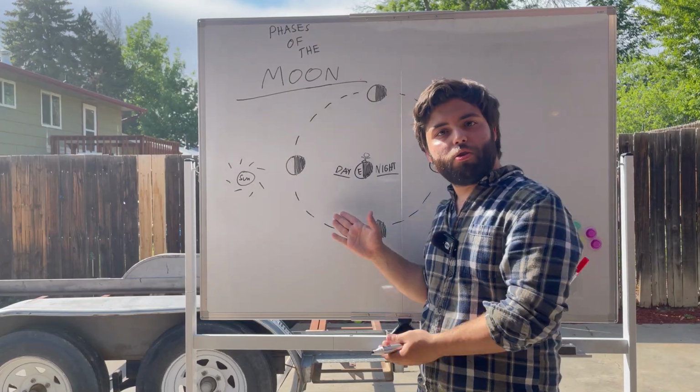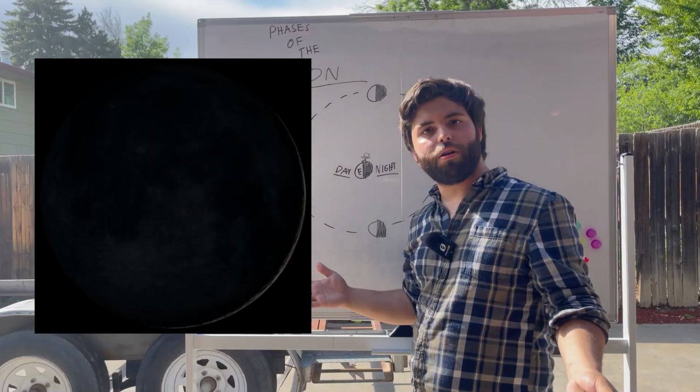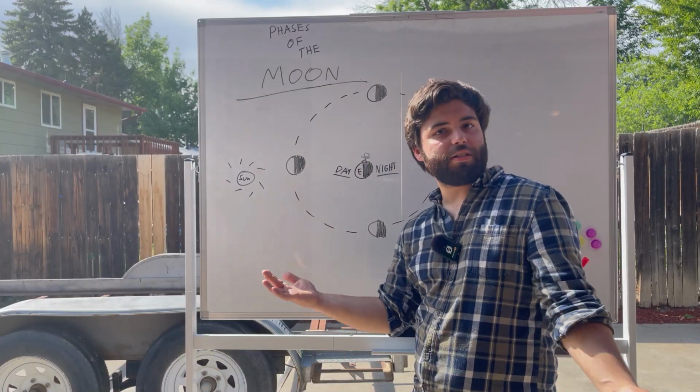This is why when the moon is over here in its orbit, when we look up into the night sky, we don't see any moon at all. This is what we call a new moon. There's no light coming down on us, so the moon's basically invisible.